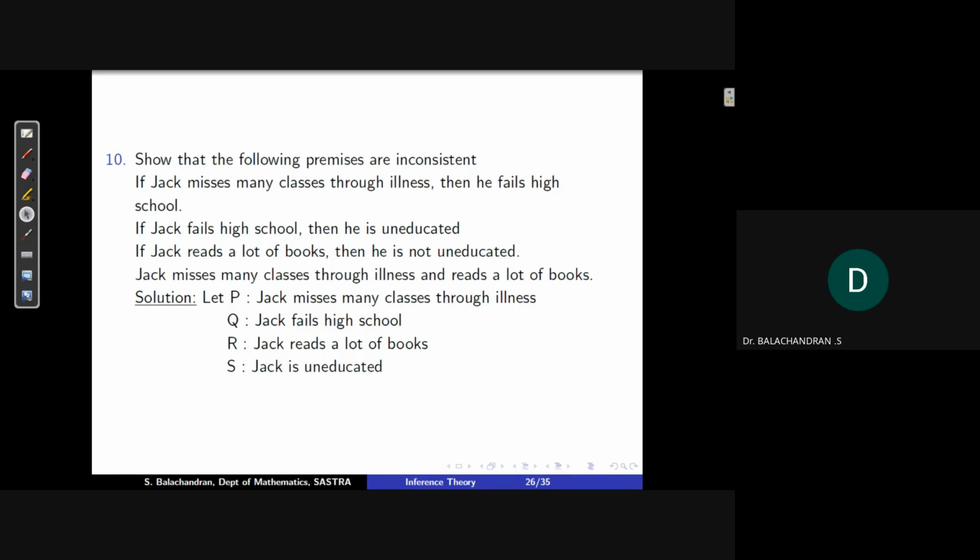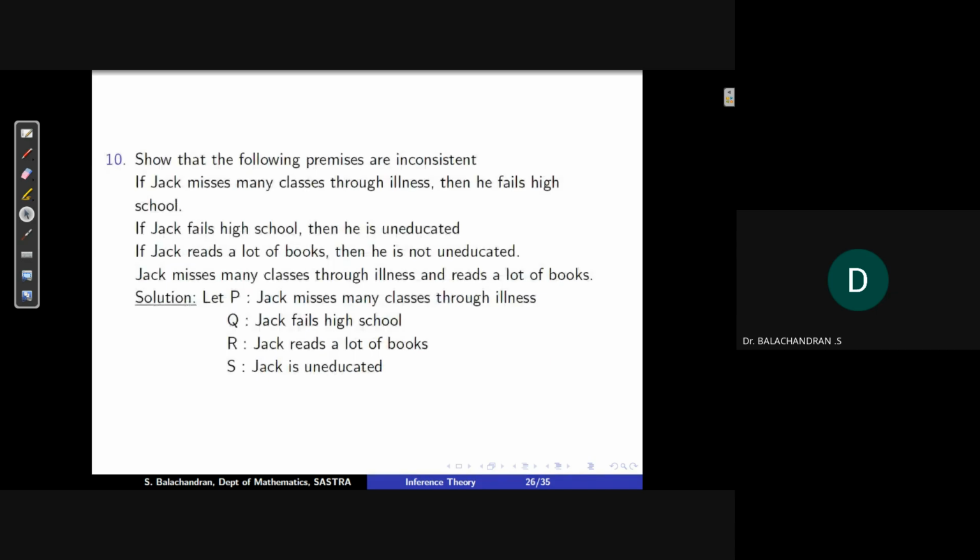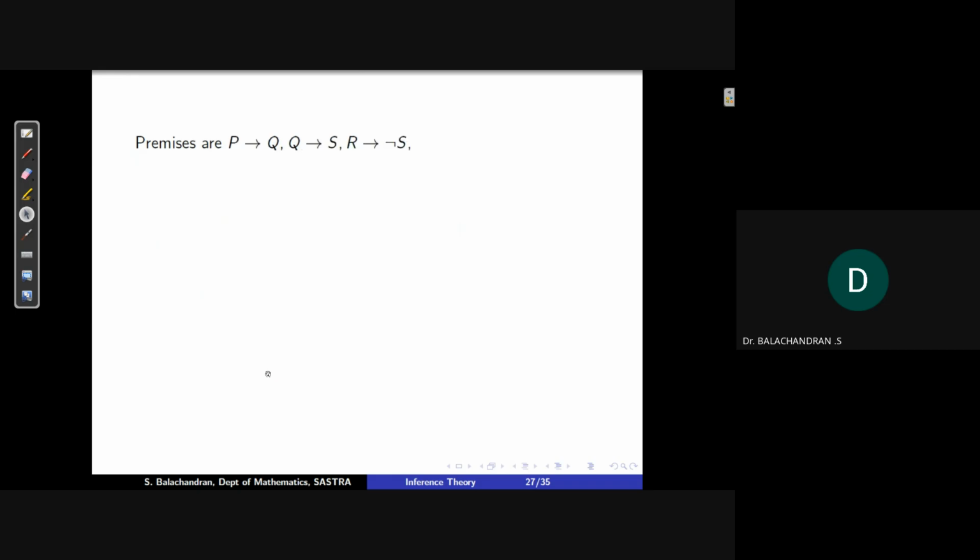Next, Q implies S. Next, third one: if Jack reads lots of books, R implies he is not uneducated. Not uneducated means negation of S. So R implies negation S. R implies negation S. You can see here.